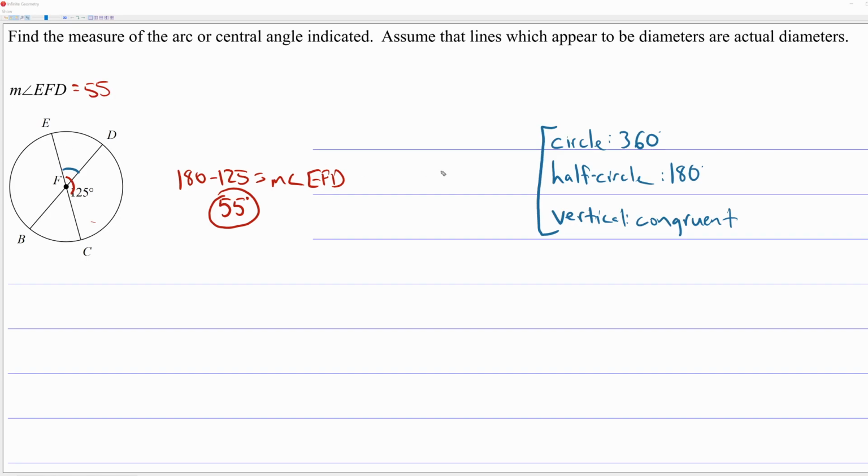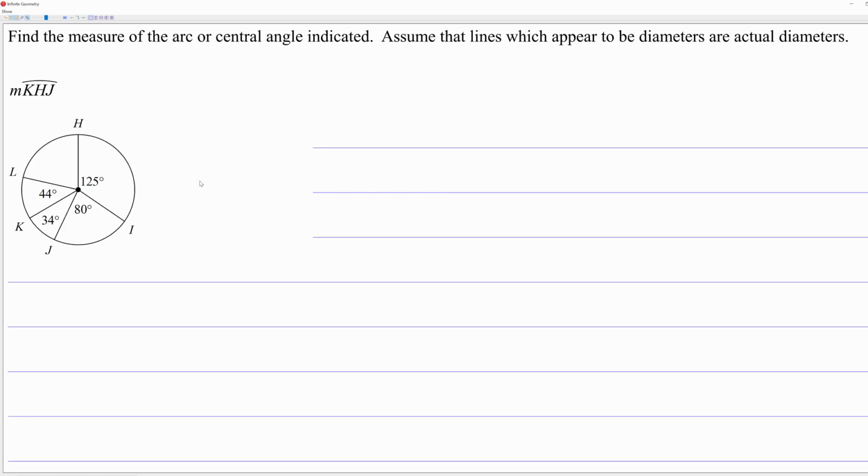Now, I'm going to go ahead and erase all of these properties. So just remember, a circle adds up to 360, a half circle adds up to 180, and vertical angles are congruent. I think we'll use all of these properties in our various problems. So next, we have another circle, but we have some new notation here.